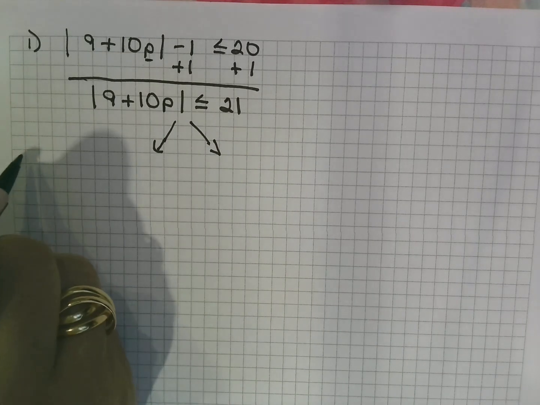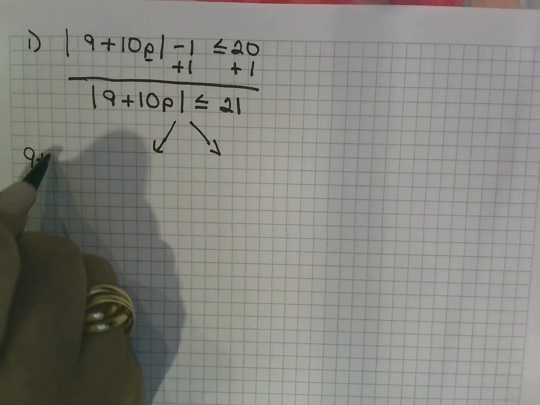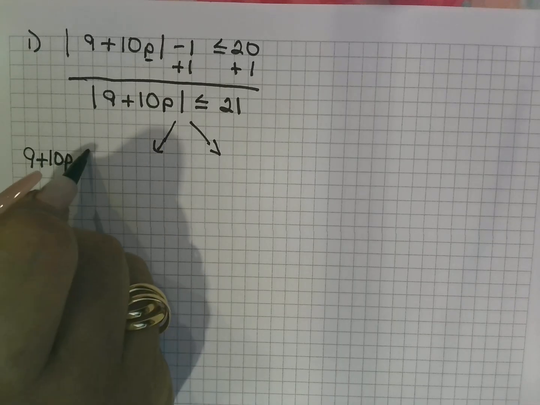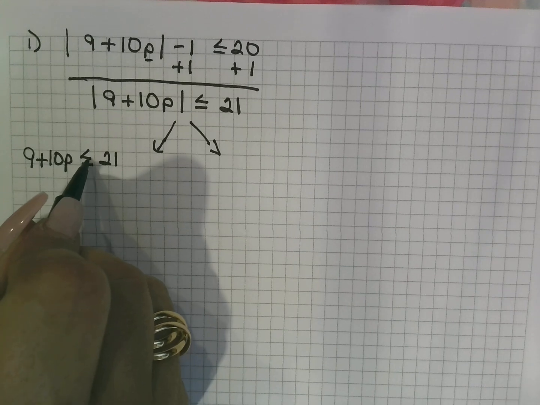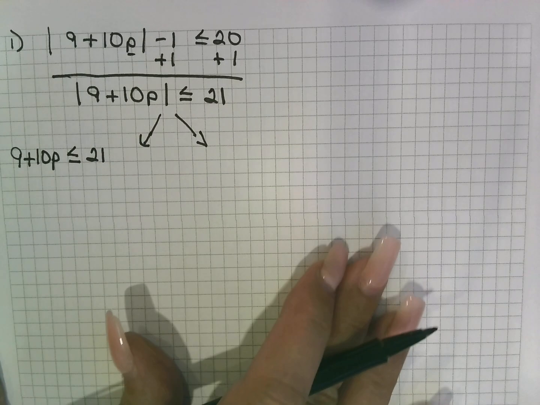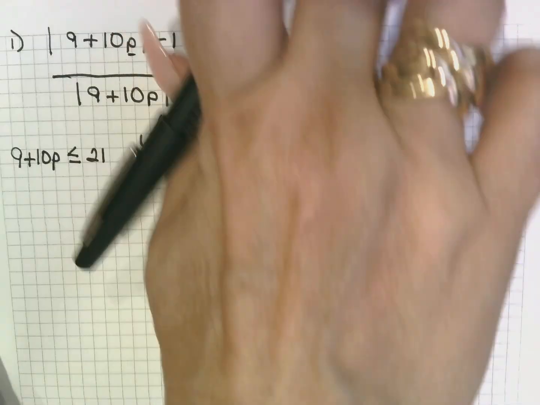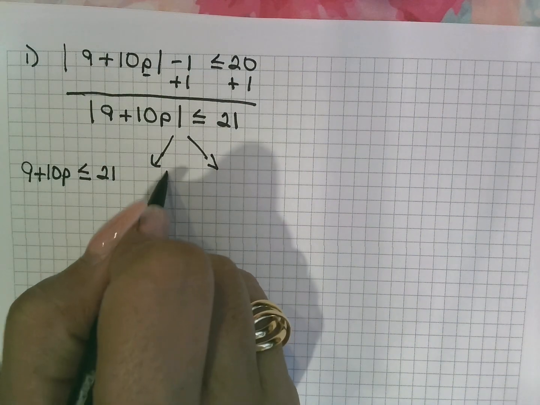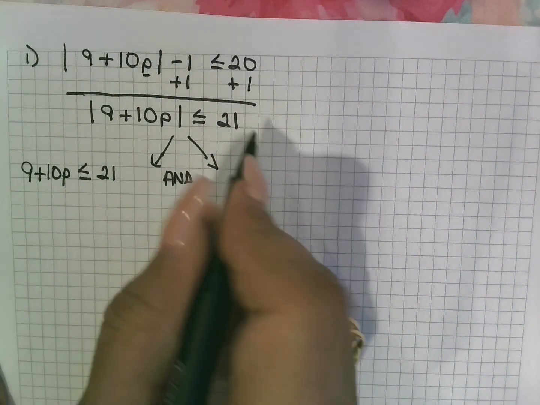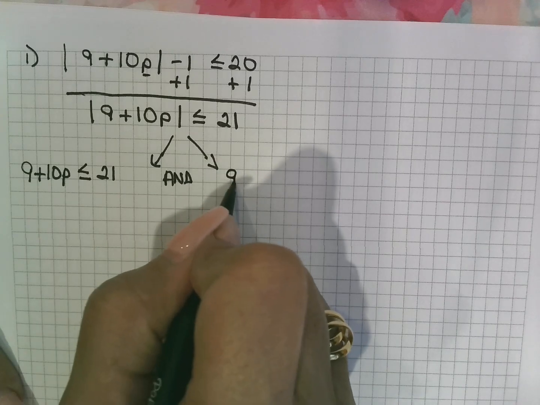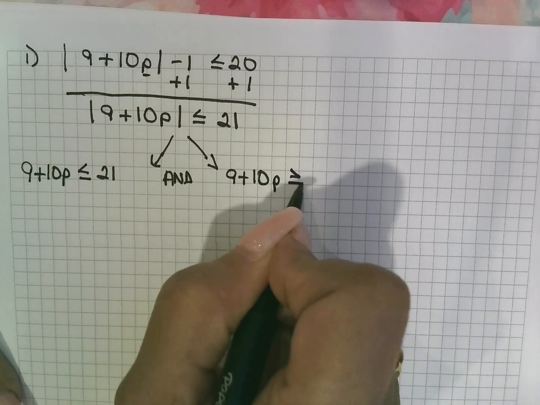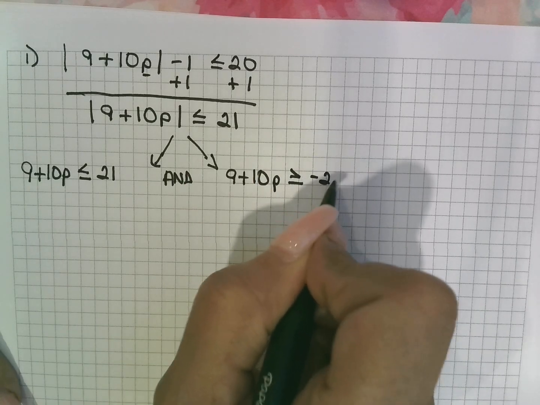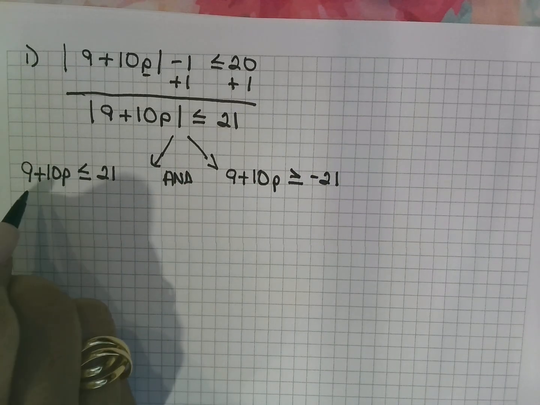We take off the absolute value signs. This becomes 9 plus 10p less than or equal to 21. This sign, less than, refers to an and statement, so we're going to put an and here. And then we have 9 plus 10p. Flip the sign and take the negative of the constant. So we're going to solve this one.